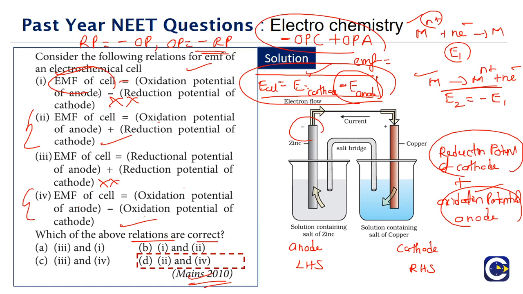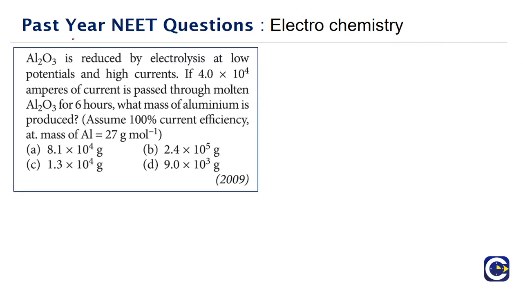But if you have to talk in terms of the oxidation potential, what is the conversion we have to use? For any electrode, reduction potential we can write as what? Negative of oxidation potential, or oxidation potential can be written as what? Negative of reduction potential. Clear? Let's move on to the next question.